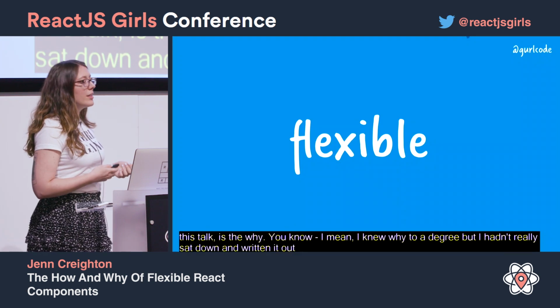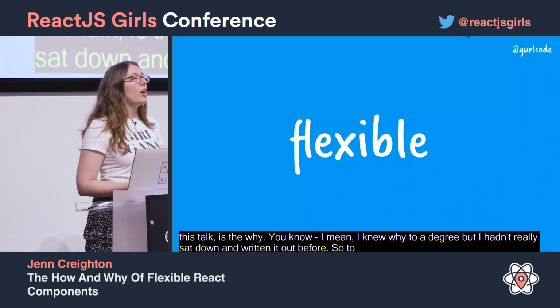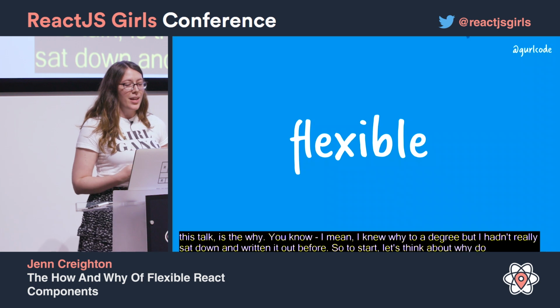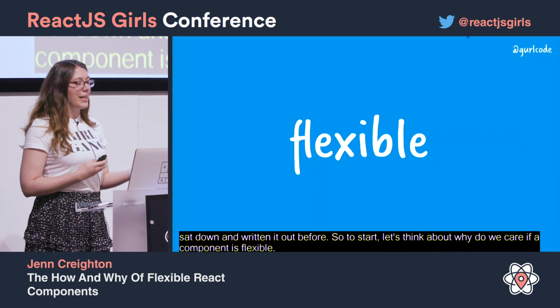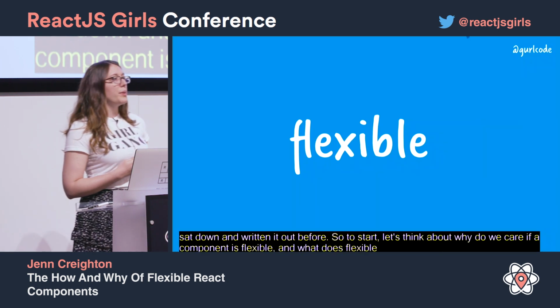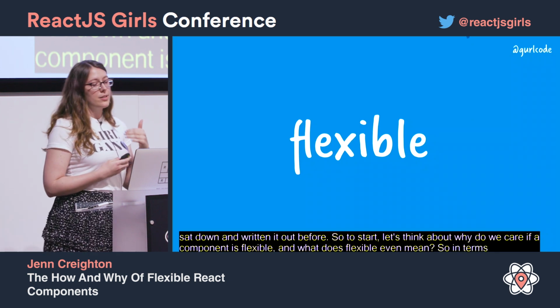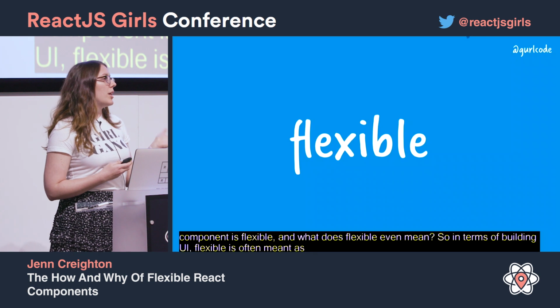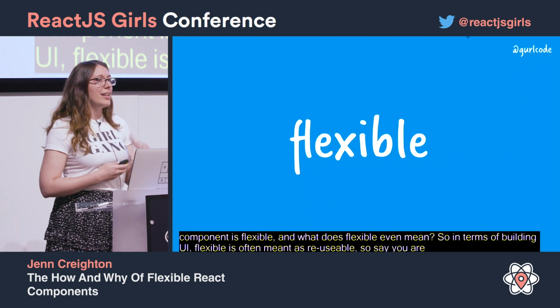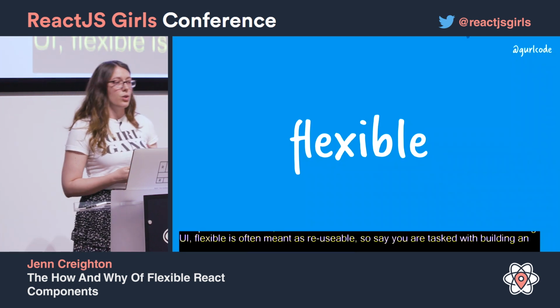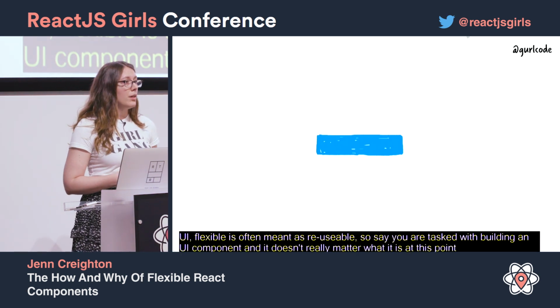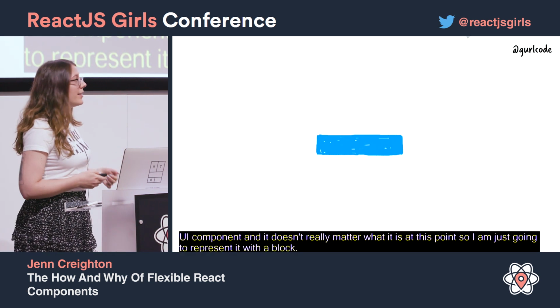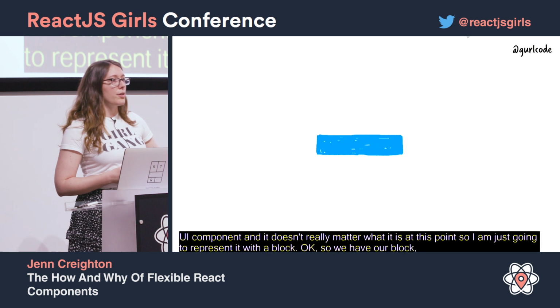So to start, let's think about why do we care if a component is flexible? And what does flexible even mean? So in terms of building UI, flexible is often meant as reusable. So say you're tasked with building a UI component, and it doesn't really matter what it is at this point, so I'm just going to represent it with a block. OK, so we have our block. It has 4 sides, 4 corners.